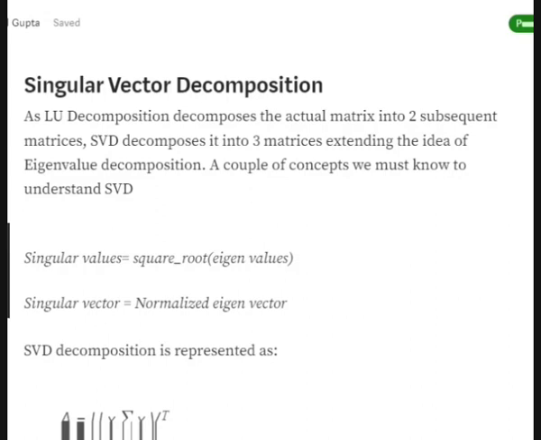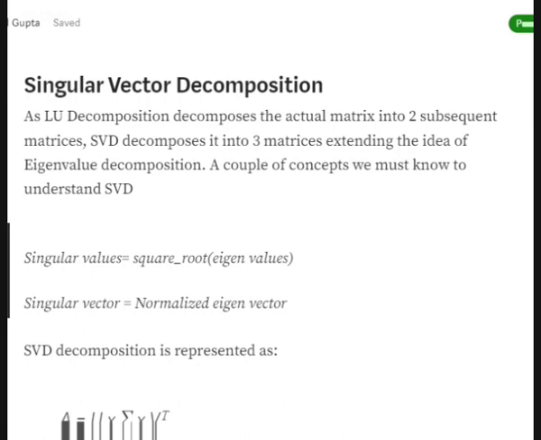The next algorithm in matrix factorization that we'll be understanding is singular value decomposition. Singular value decomposition, SVD, is also a very popular technique for dimension reduction. Previous to singular value decomposition, we have discussed LU decomposition that decomposes a matrix into two parts. After that, eigenvalue decomposition that decomposes a matrix into a scalar and a matrix. Now, in case of singular value decomposition, we'll be decomposing the matrix into three parts.